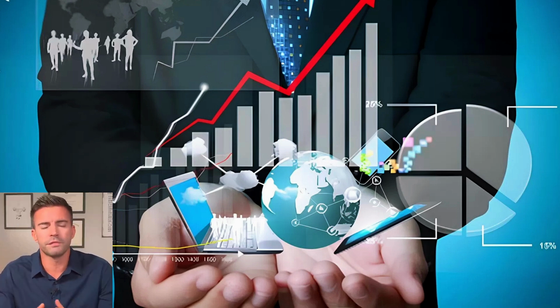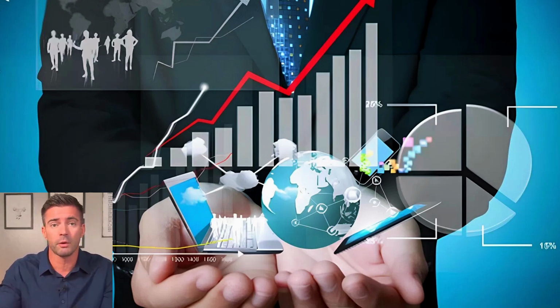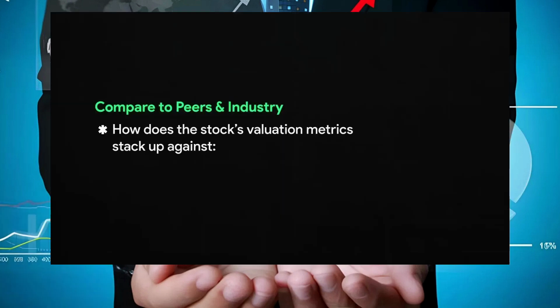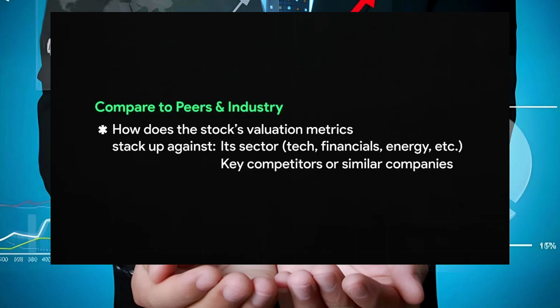So now once you've figured out a couple of these different metrics and you've figured out the business itself, you know how to do some quantitative and some qualitative, now it's time to compare these things that you've found about a certain company to the peers within its same industry, and that's very important. How does the stock's valuation metric stack up against its own industry? You want to look at key competitors or similar companies. You're not trying to figure out the difference between Apple and Procter & Gamble.